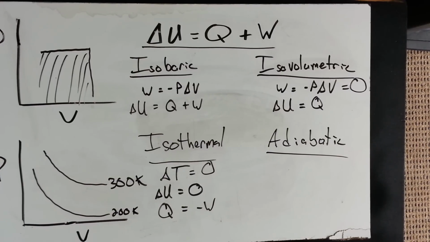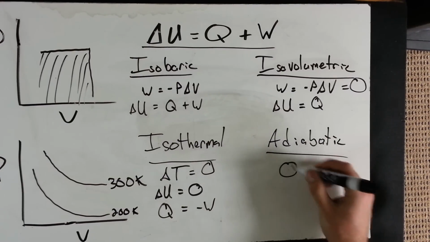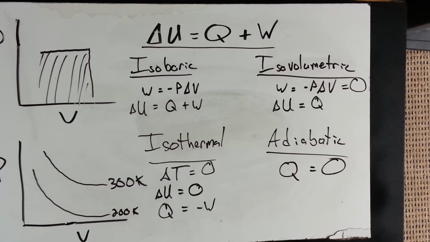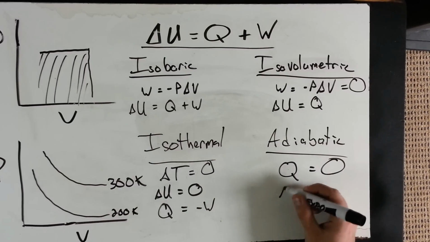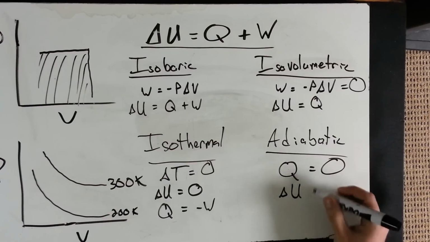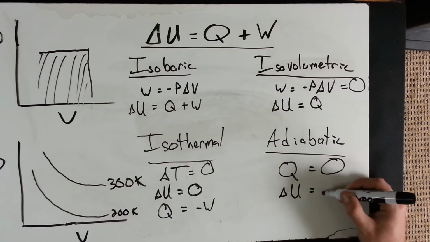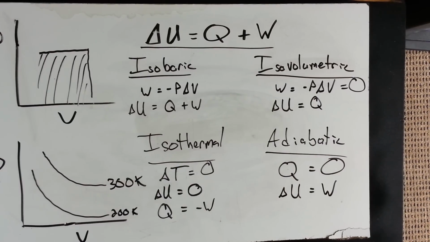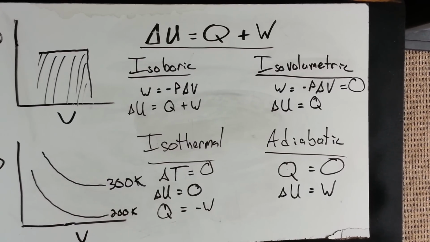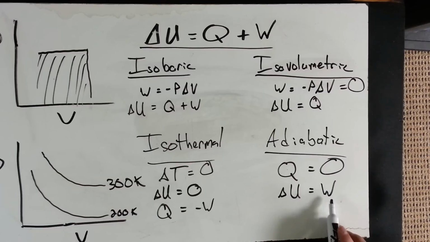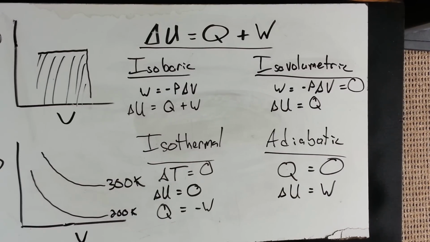Last one is adiabatic, and in an adiabatic process, no heat enters or leaves the system, so Q is equal to 0, and all that leaves you with is the change in internal energy is equal to now just the work done on or by the gas. Whether that's negative or positive depends on if it's on or by the gas. And what that would look like on our PV diagram is, well, if we're doing work on the gas and heat is not allowed to leave the system, what that means is the temperature is going to increase.